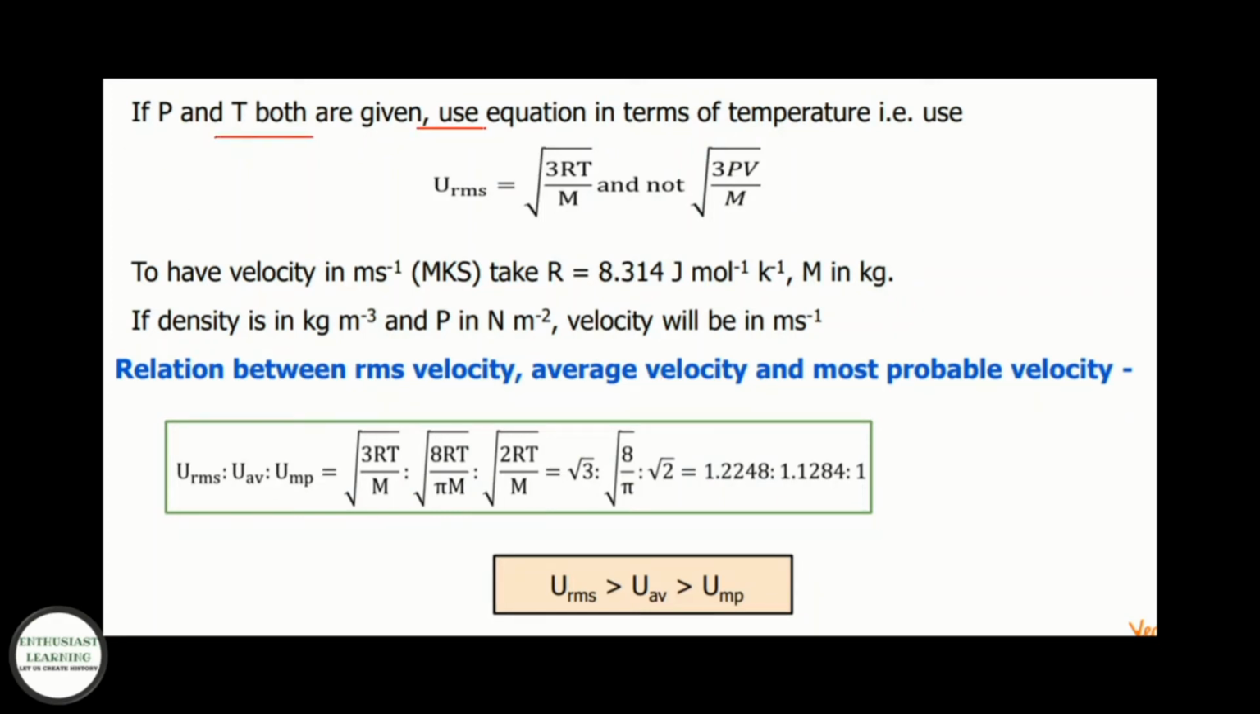If P and T both are given, use the equation in terms of temperature. That is, use URMS is equal to root 3RT by m and not root 3PV by m.